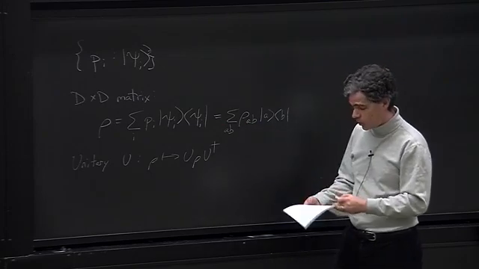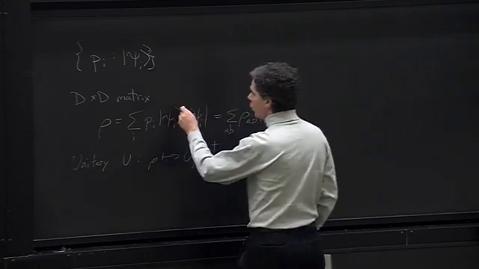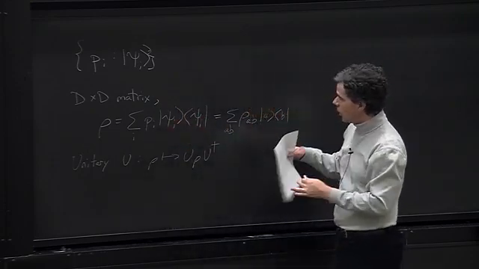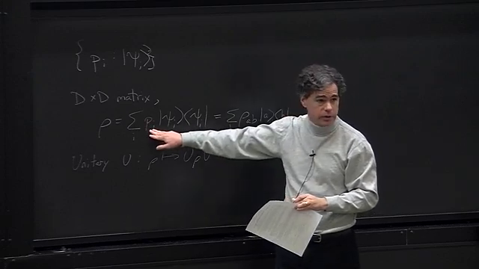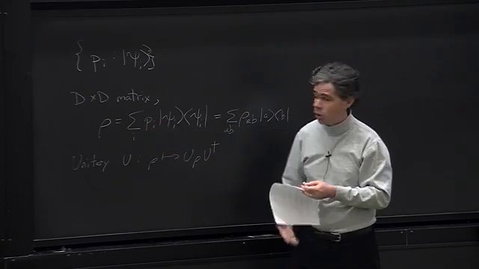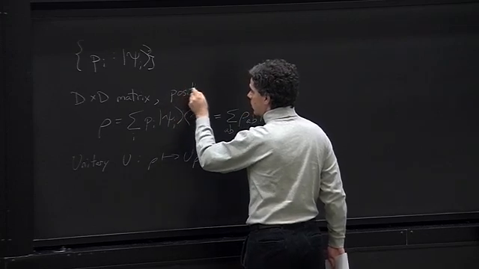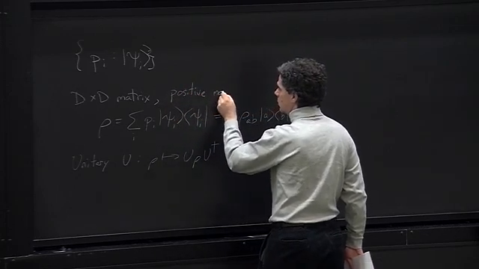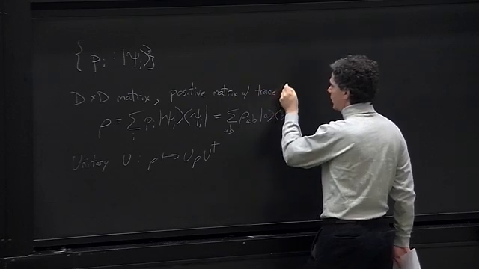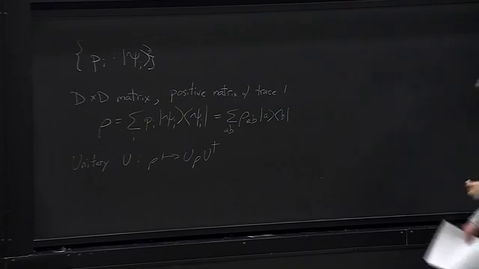These matrices here, the density matrix, because the probabilities are all non-negative, and they sum to 1, the density matrix is a positive matrix with trace 1.